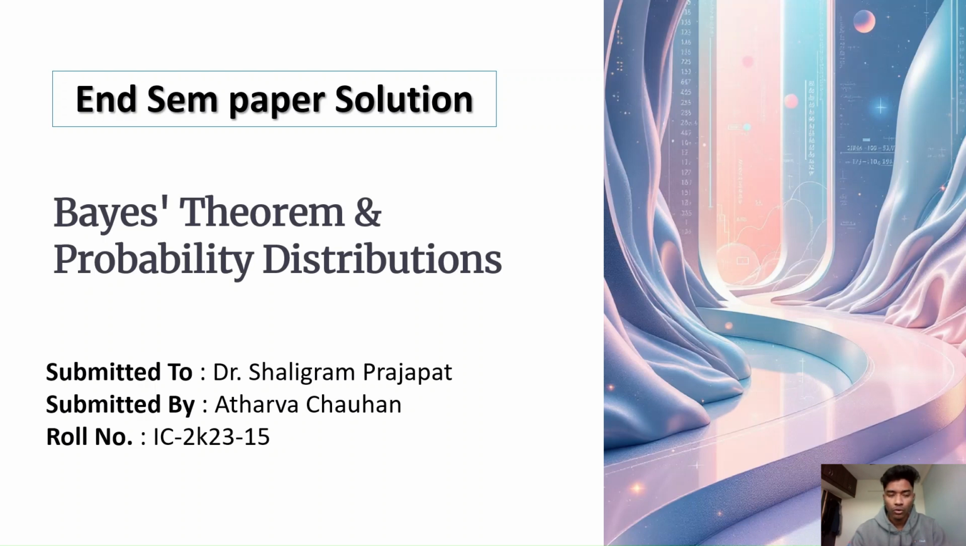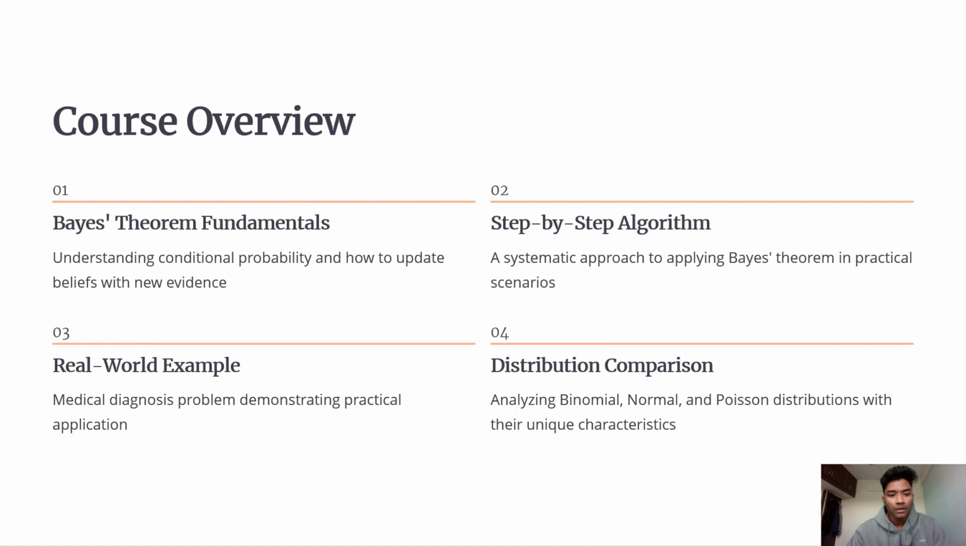We'll look first at the course overview. So here's what we are covering today. First, we'll understand the fundamentals of Bayes theorem, what it means and why it matters. Then we'll look at a simple step-by-step algorithm that helps us apply Bayes theorem practically. We'll use a real-world medical example to make everything much clearer. Finally, we'll compare three popular probability distributions: binomial, Poisson, and normal, and understand when to use each. So let's begin.